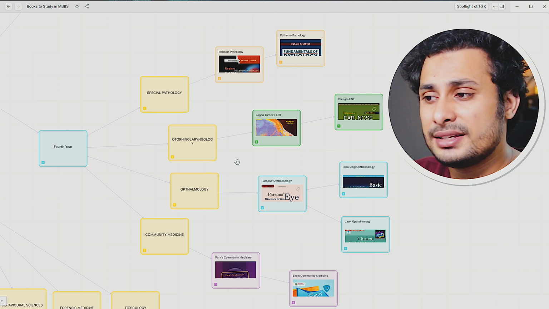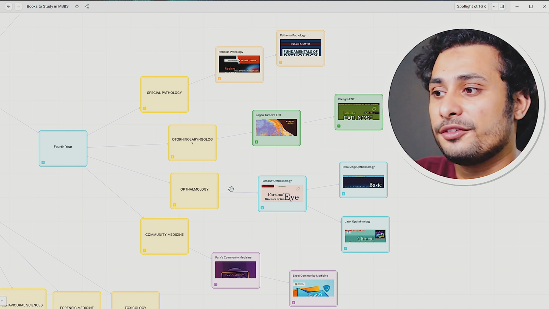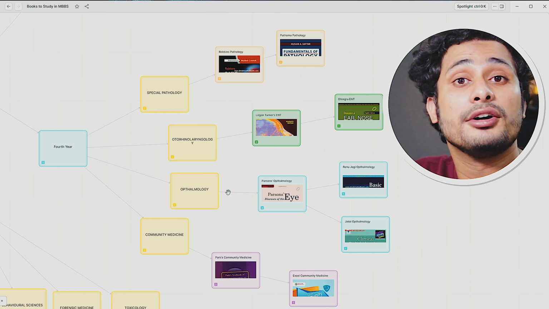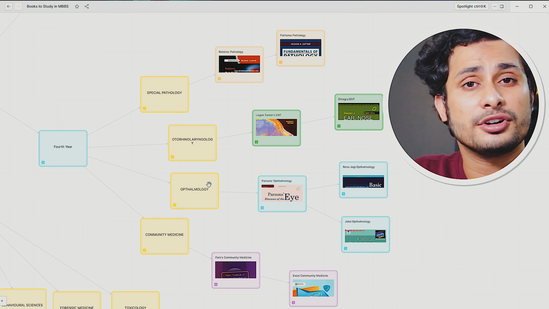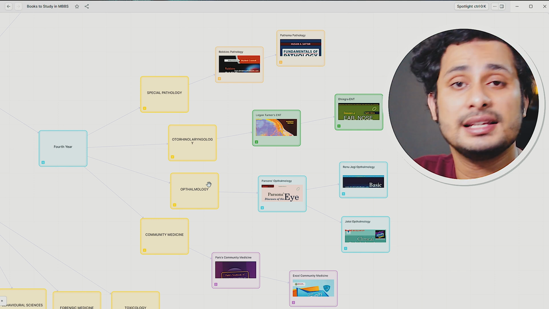For community medicine, that is sort of a dry subject of 4th year MBBS, the gold standard or recommended book is Park's Community Medicine, and the review book for community medicine is Excel Community Medicine.